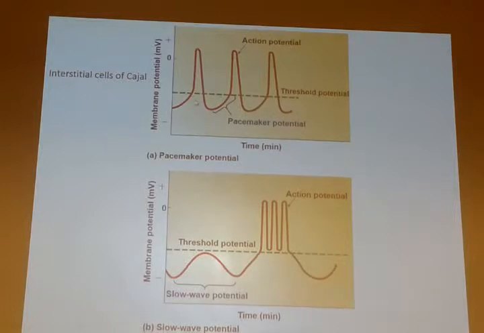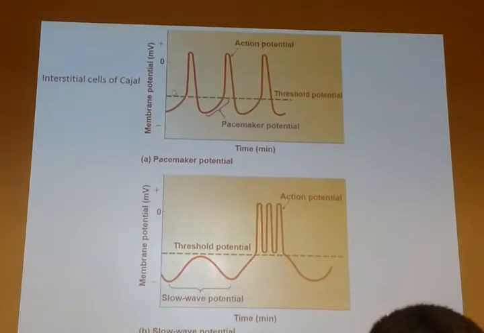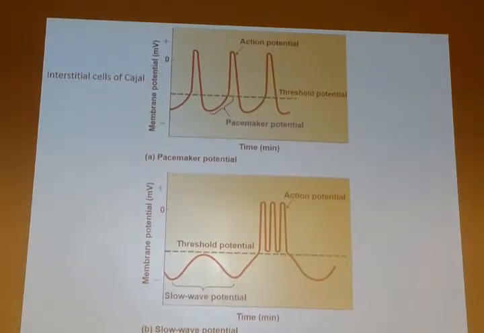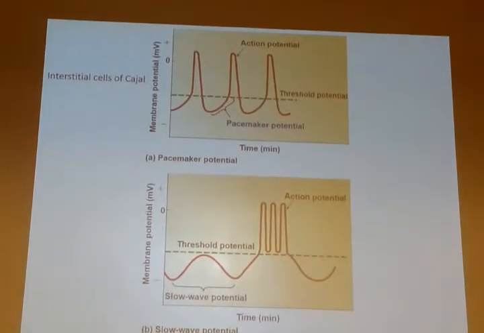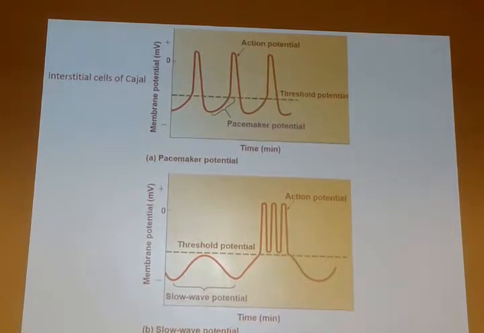We have pacemaker cells, that are shown here. We have these cells that are producing what are called slow wave potentials. They're still smooth muscle cells, but one is setting the pace of the smooth muscle contraction in the GI tract. That's where these pacemaker cells are located.